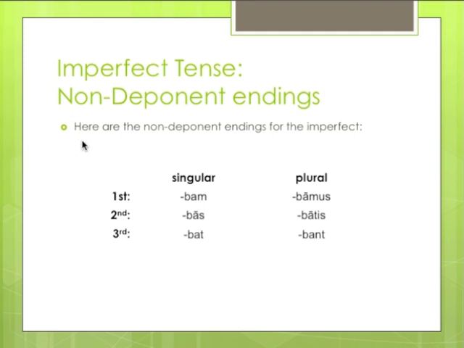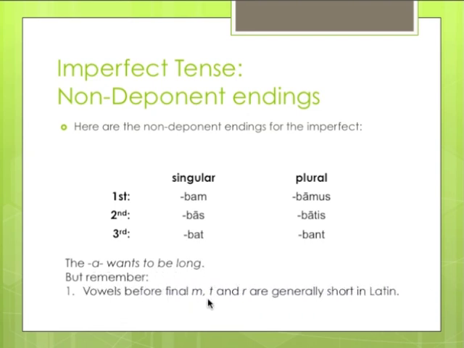Here are the non-deponent endings for the imperfect. This merely consists of the syllable ba plus the personal endings m, s, t, mus, tis, nt. The a here wants to be long, as in bas, bamus, and batis. But remember, vowels before final m, t, and r are generally short in Latin. So that means this a has to shorten and this a has to shorten. And all vowels are short before any nt, so that means that this a has to shorten. But really, this a wants to be long.